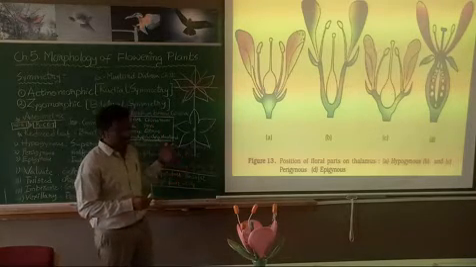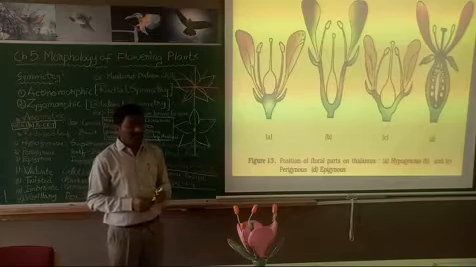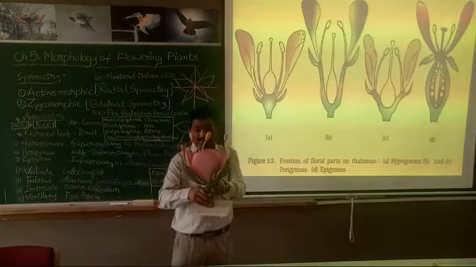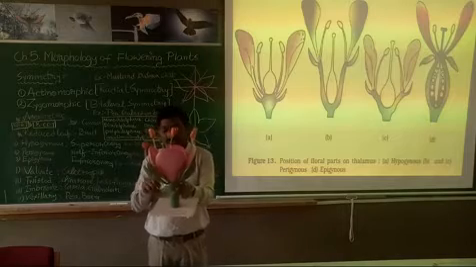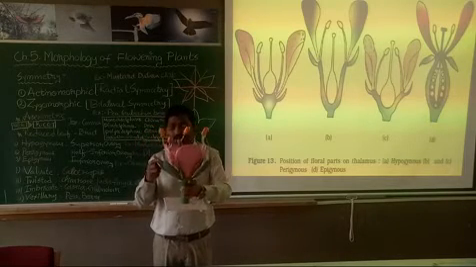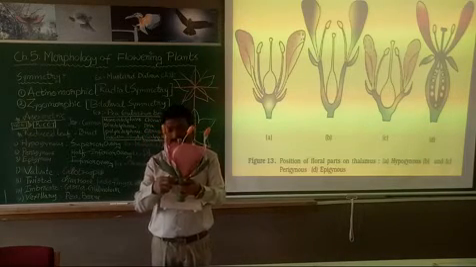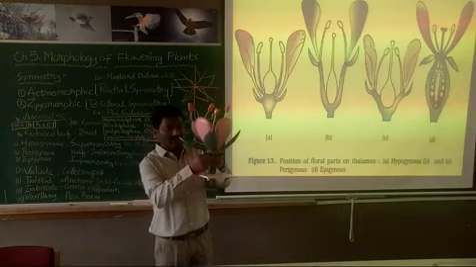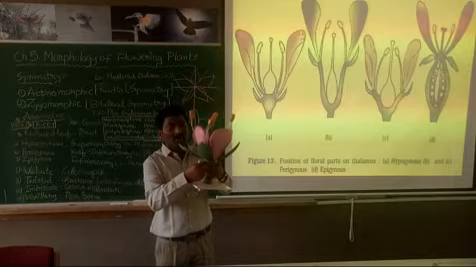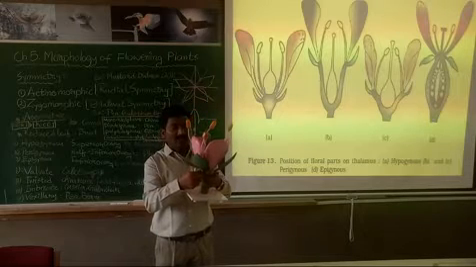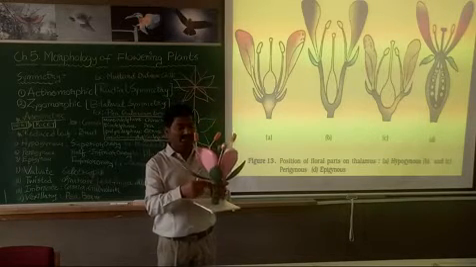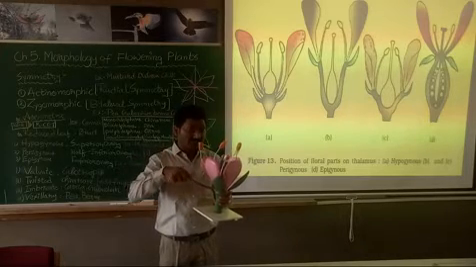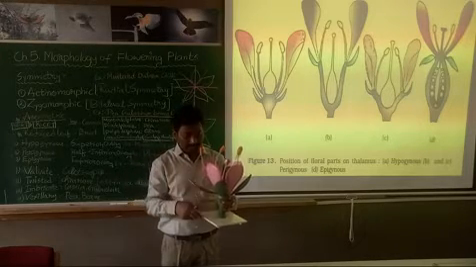It is called the thalamus. It is also called the pedicel. So at the end of the stalk there is a swollen part. The swollen part is called here the thalamus. You can see in the diagram here the swollen part is called thalamus. On the thalamus there are four different kinds of parts present. Those are arranged in different kinds of rings or whorls.